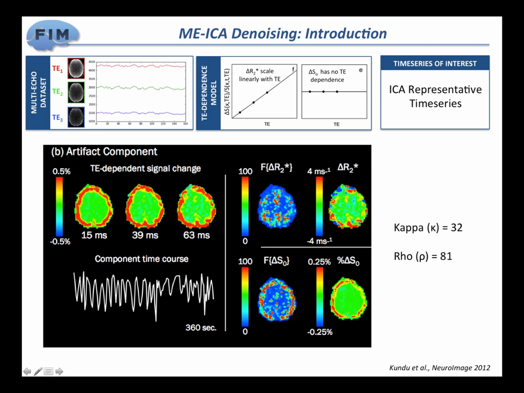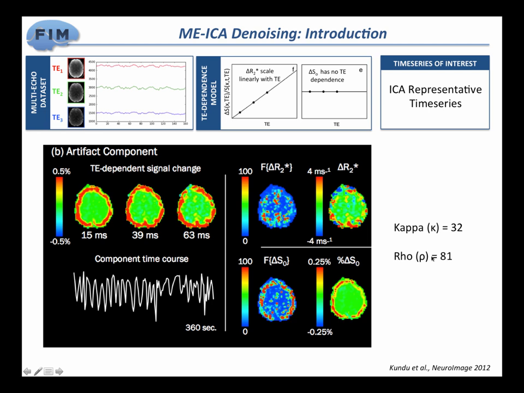Here is an example of a component that definitely doesn't look very BOLD-like; it looks a lot like an artifact. If you were to do the fit of this against the data, you would see that it appears as a ring, and it appears kind of flat in all of the echoes. So when you actually do the fits of either one model or the other, it seems to fit this model much better. And when you calculate these summary metrics of kappa and rho, this is an example in which the rho is greater than the kappa.